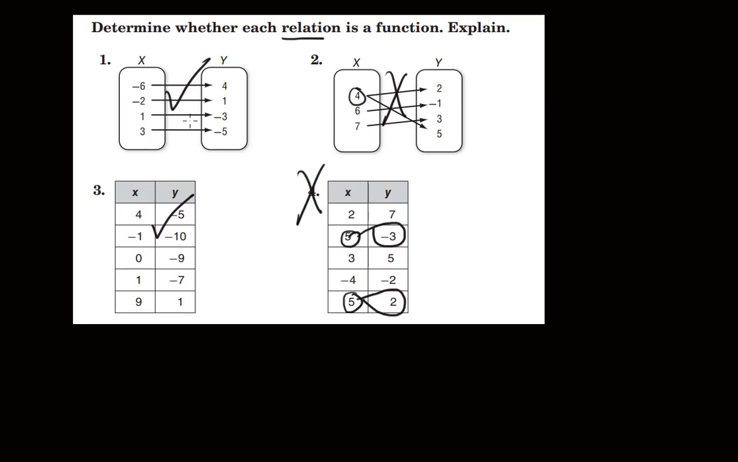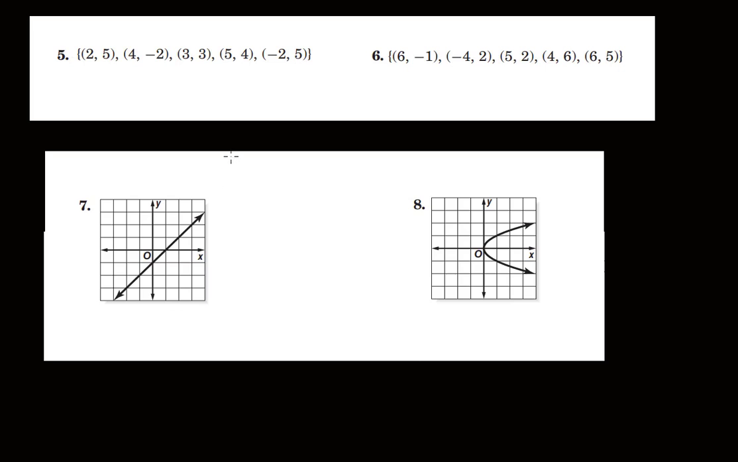So now we did the table and we did the mapping. Now let's do a different way of representing a relation, to see whether a relation is a function or not. Now let's do the ordered pair. We have to look for the x. X will be -2, 4, 3, 5, and -2. As you can see, there is no duplicate for x, so then we will say this relation, yes, is a function because every x value is associated with one and only one output.